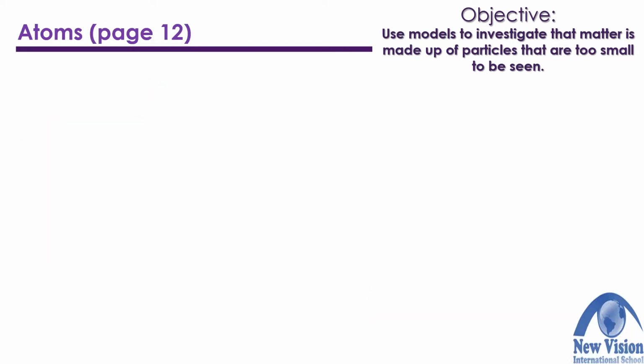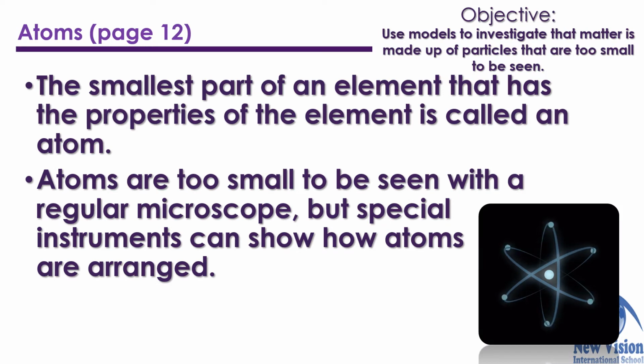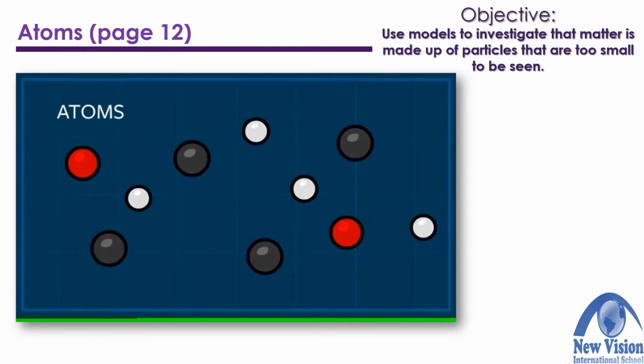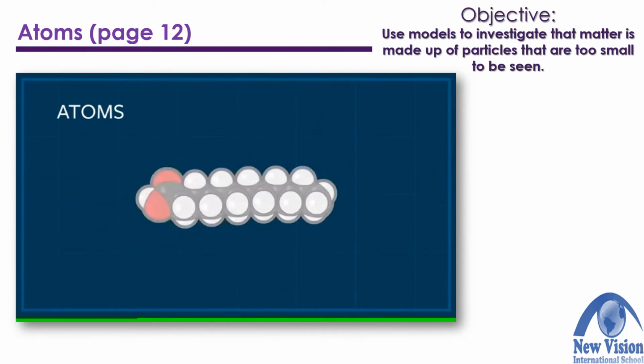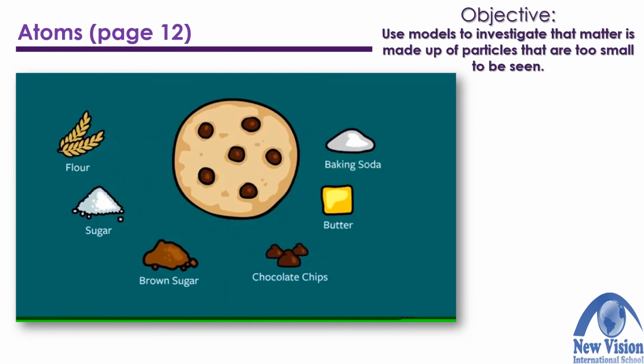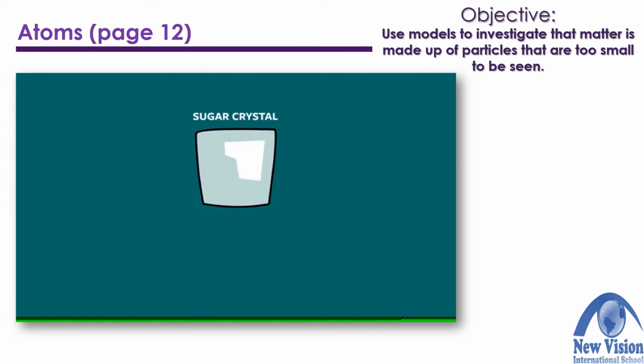The smallest part of an element that still has the properties of the element is called an atom. Atoms are too small to be seen with a regular microscope, but special instruments can show how atoms are arranged. Atoms are fundamental building blocks of chemistry. Just like a cookie made up of different types of ingredients, matter is made up of different types of atoms.